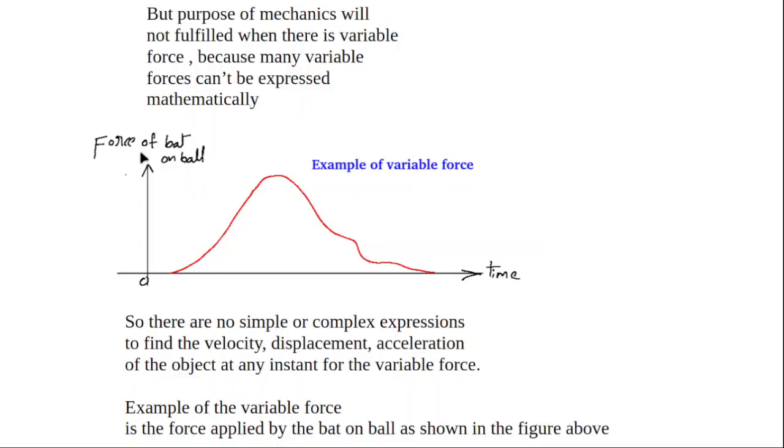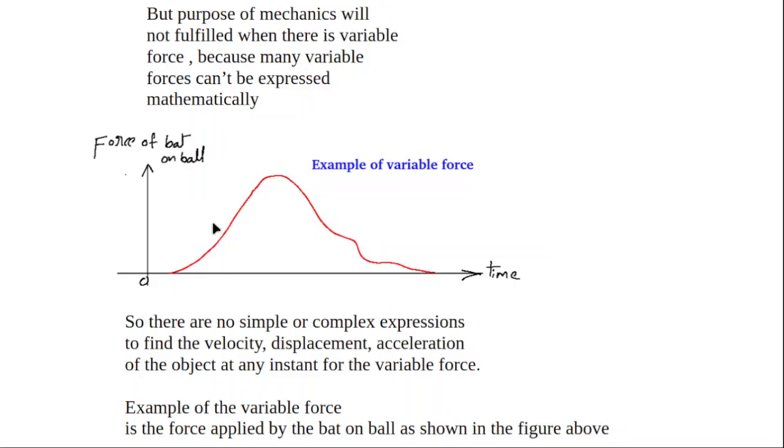A force of bat on ball. See, in cricket we see that a bowler bowls a ball towards a batsman, and the batsman will hit the ball with the bat, and the bat touches the ball for a very brief interval. During that brief interval, the force on the ball can be plotted as shown in the figure. This is a rough curve of force of bat on ball versus time, and this time interval is very small, about 100 milliseconds or 50 milliseconds.